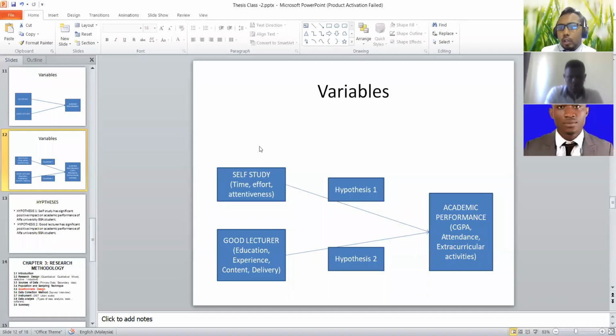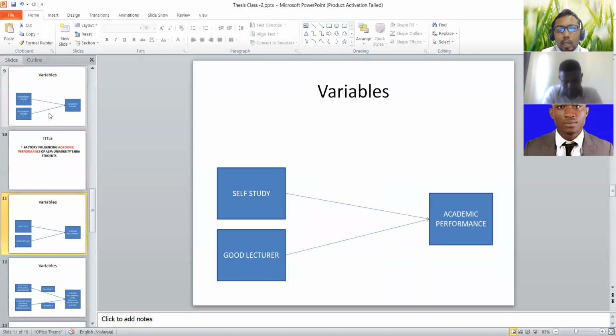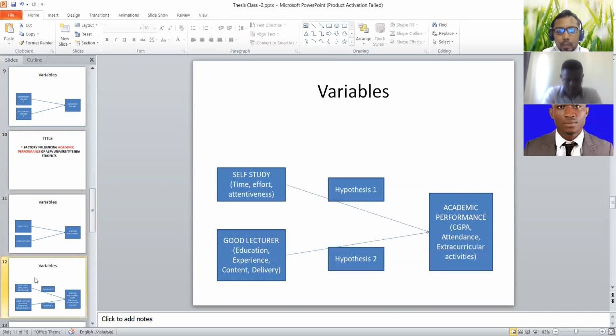Okay, I hope we can continue from here. So far we see what is independent variable and what is dependent variable. You can have a single variable or you can have multiple variables. So our independent variables are self-study and good lecturer. Our dependent variable is academic performance. Now you have to find out how you measure your IV and DV, how you measure.